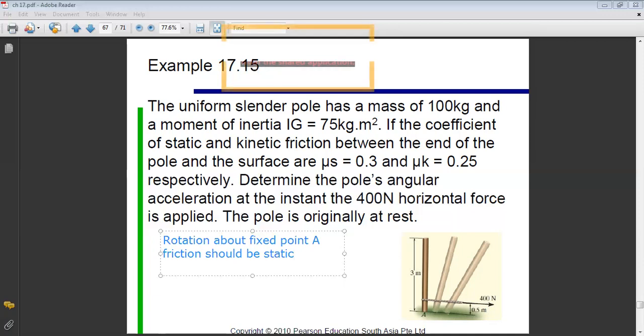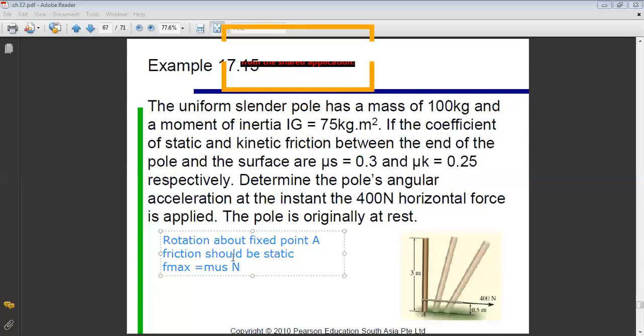So the calculated F should be smaller than F max. The maximum F can be equal to μs times N. This is why I will do my calculation and verify that the friction is smaller than μs N. If it's not smaller or equal to μs N, then I will say my assumption is also wrong, and I have general motion, so rotation plus translation.